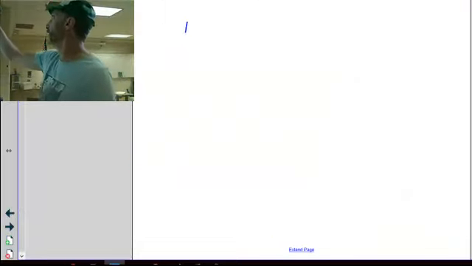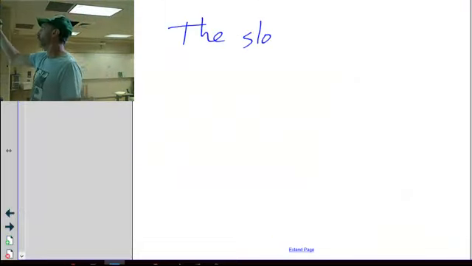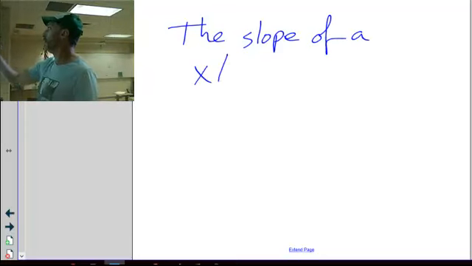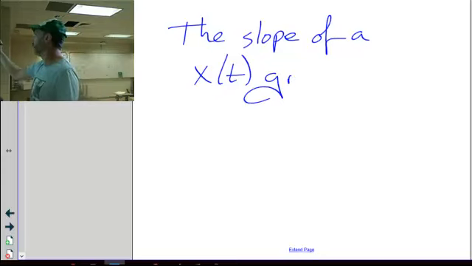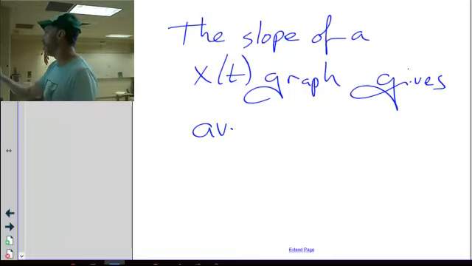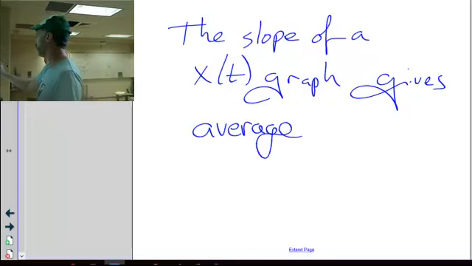Ooh, that feels like an important thing that I should write down. We just discovered a thing. The slope of a position time graph gives, technically, average velocity. It's the average velocity between the 2 points.